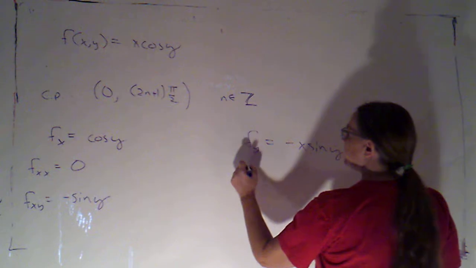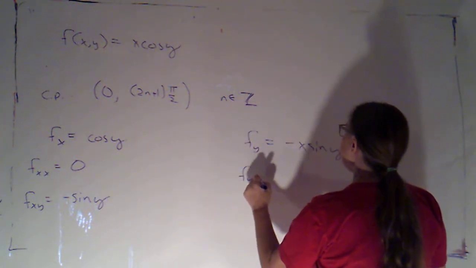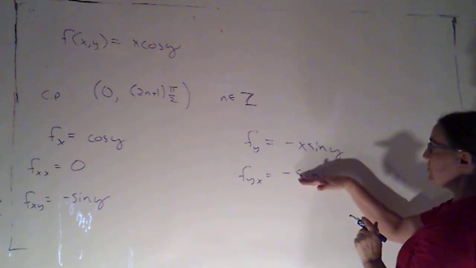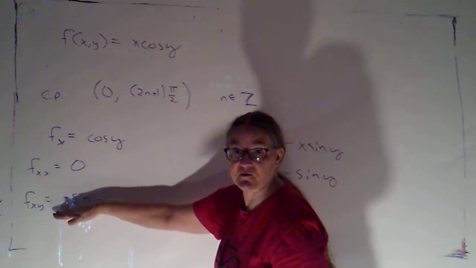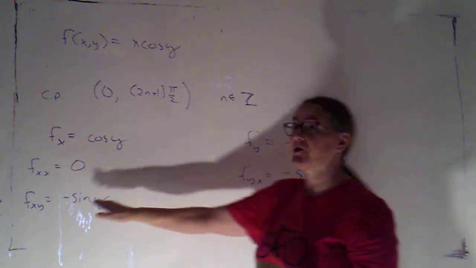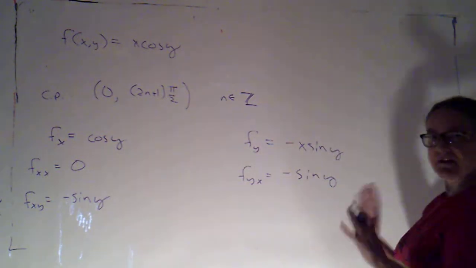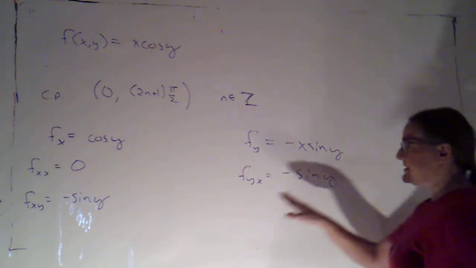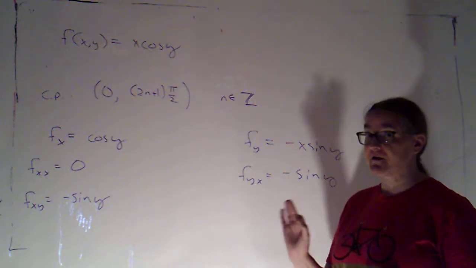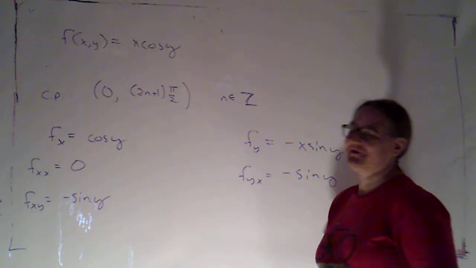If I look here, f sub yx is going to be negative sine y. Notice that's the same as f sub xy. These second partials are continuous, and so the two mixed partials are the same. Kind of nice to just double check that you're getting that, because if you're not, something's gone wrong. If you correctly calculate the mixed partials and they're different, the test doesn't apply, because if they're different, then they're not both continuous, and then you can't use the second partials test.